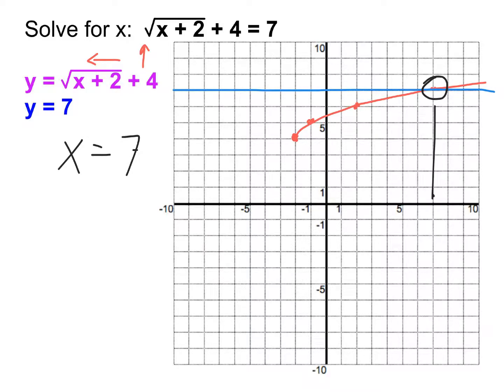Now, is that because this was 7? No. It's a mere coincidence that they're the same. If this whole graph had been moved over or up or down compared to where it actually was in this case, we would have gotten a different answer there.